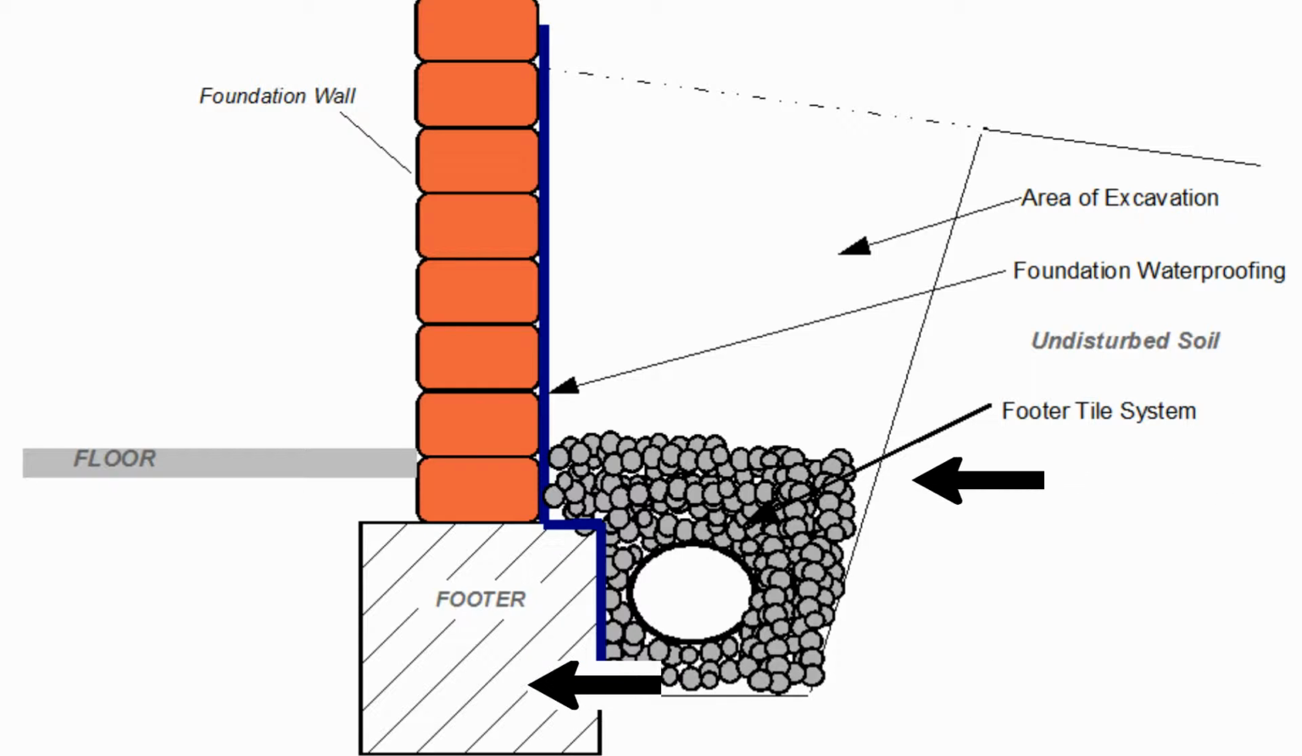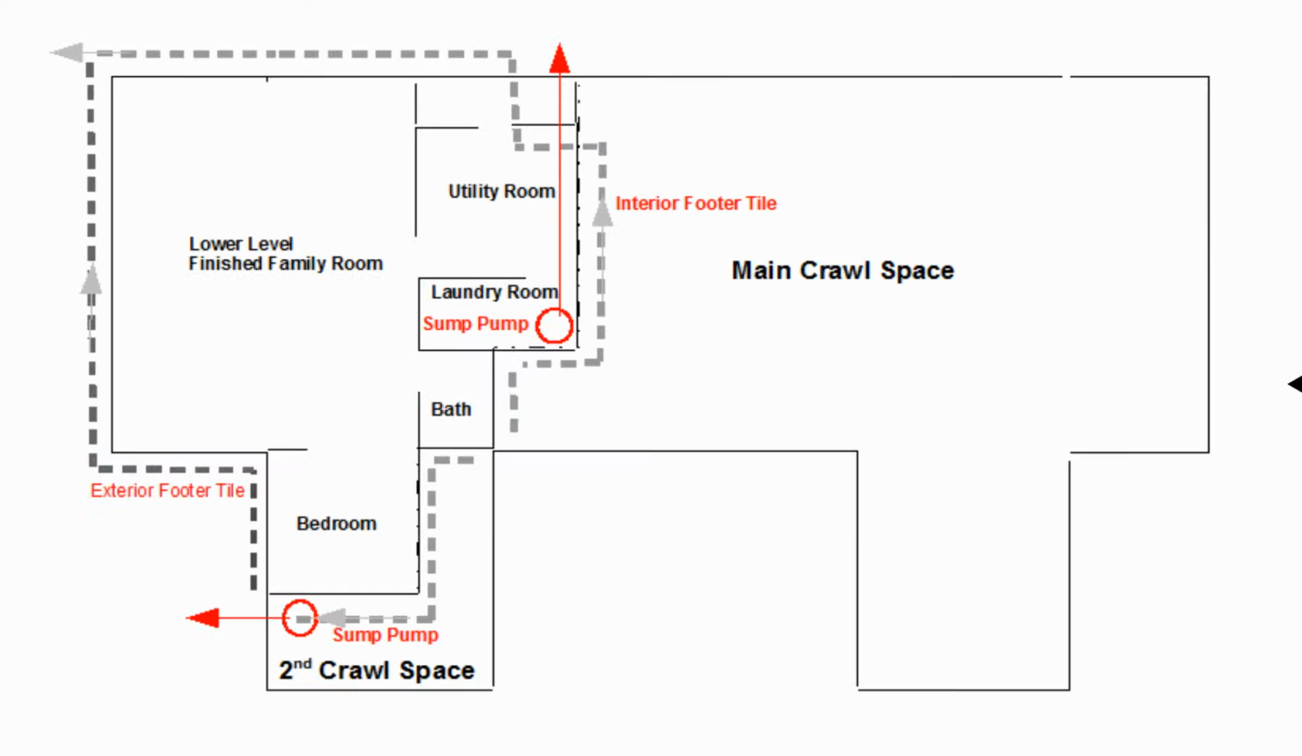Here's the footer, here's the floor. Notice that the pipe is below the top of the footer and well below the floor, and the gravel surrounds the pipe. The pipe is perforated. As water rises from the ground up, it goes into the system and is carried away. Okay, those are the basics of foundation waterproofing. So let's take a look at our video beginning inside the main crawl space behind the bathroom wall.